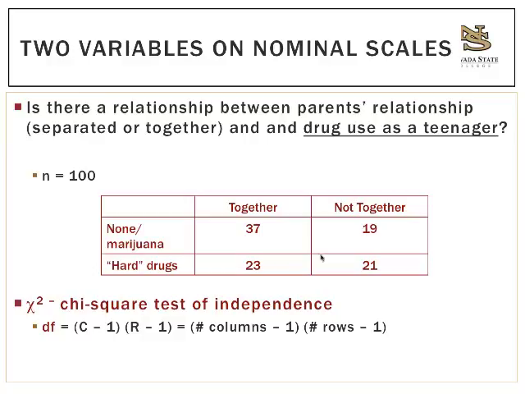So we take the number of columns that we have, in this case 2, subtract 1, and then the number of rows that we have, in this case 2, and subtract 1. And then we multiply those two numbers. That's what these parentheses are for. So once you have calculated C minus 1 and R minus 1, you multiply those two numbers. In this case, we have 2 columns, subtract 1, that gives us 1, and 2 rows, subtract 1, that gives us 1. So we multiply those and we get 1 degree of freedom.